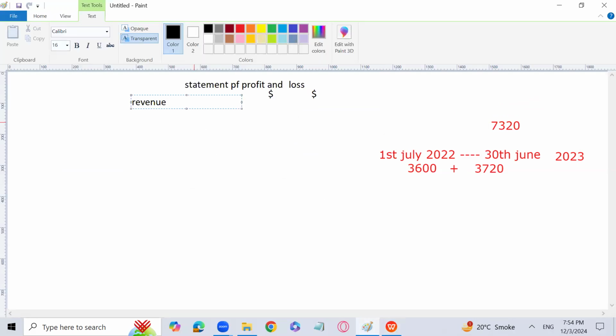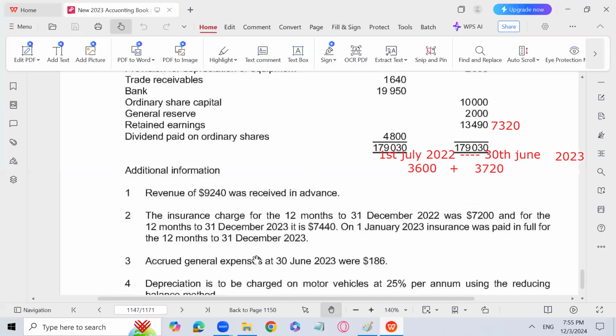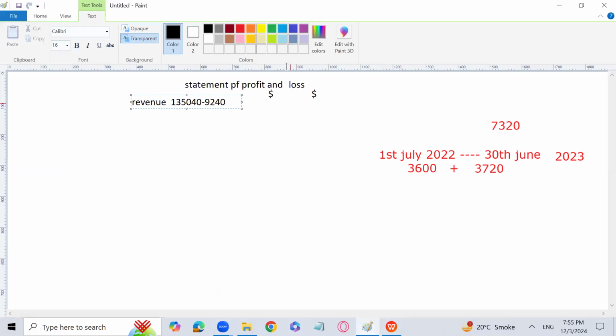So what I'm going to do is 135,040 minus 9,240. Remember that this revenue which is received in advance, 9,240, will also be written in the statement of financial position as a current liability. Why? Because we have received this amount, but we have not provided the services yet. So that is the revenue which is unearned, income received but not earned. So 9,240 will be subtracted from 135,040. And the answer is 125,800. Great.